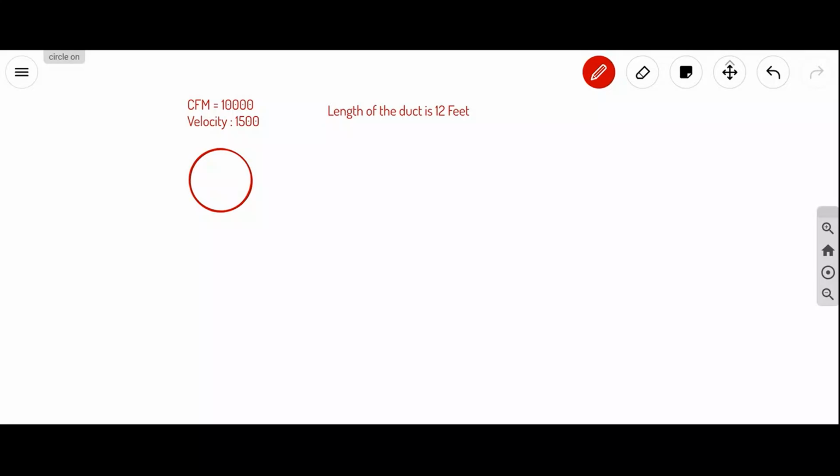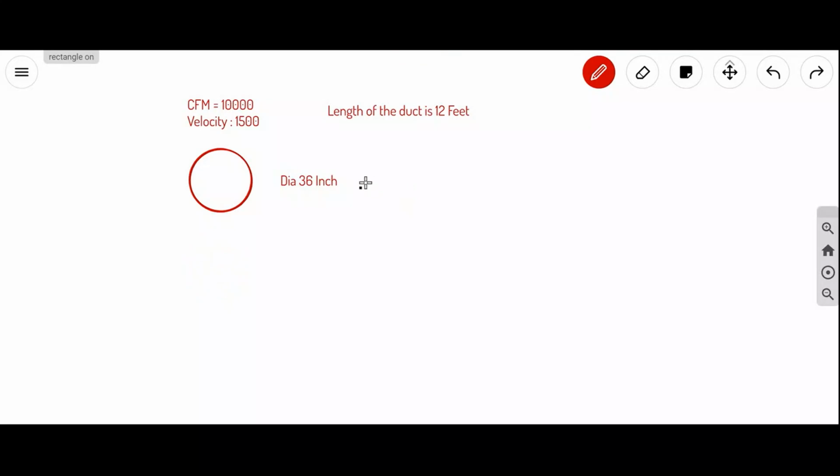So flow rate is 1500. CFM is 10,000. Equal diameter 35... 36. Okay, I got it. Yes, sir. Very true. Now find out the same for rectangular.